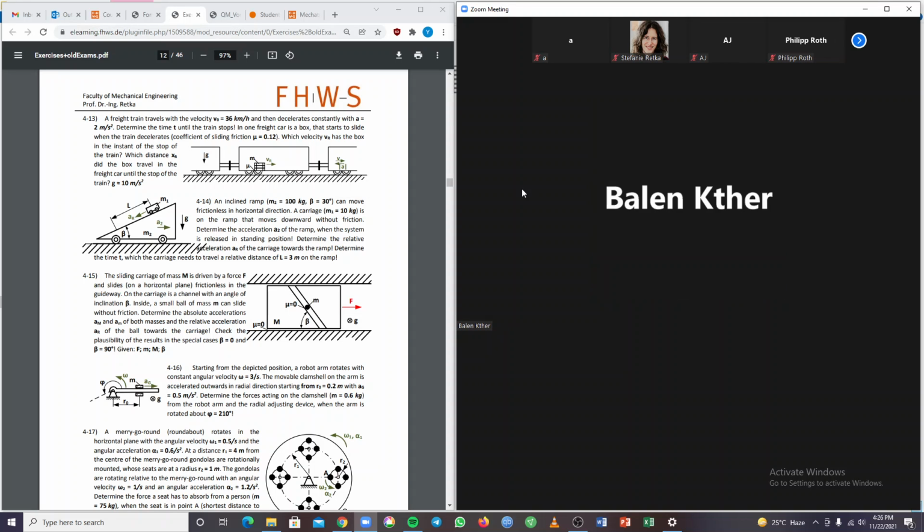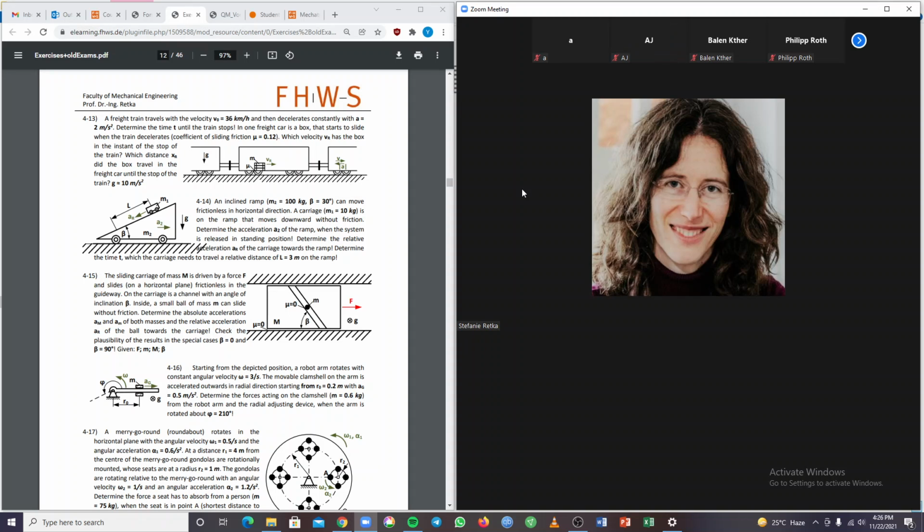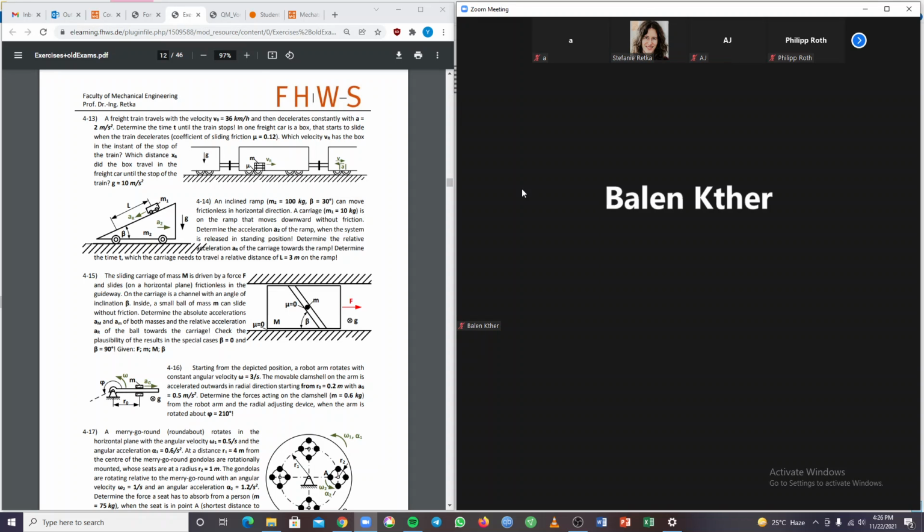Excuse me, Professor, for the gravitational acceleration, should we use 10 or 9.8? You can use 10. If there's nothing stated in the problem description, you can choose either 9.81 or 10, but I think the easiest way is just always choosing 10 meter per square second. Okay, Professor.